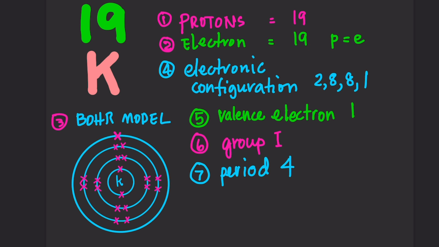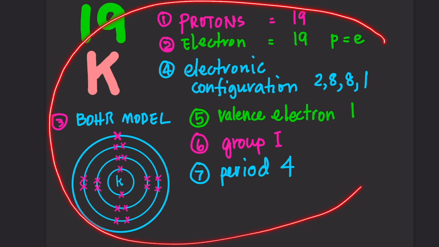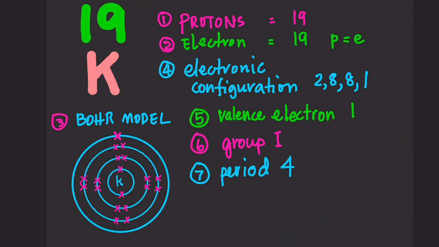So as you can see, just by knowing the atomic number, you can already get this much information. Okay? Now you know.